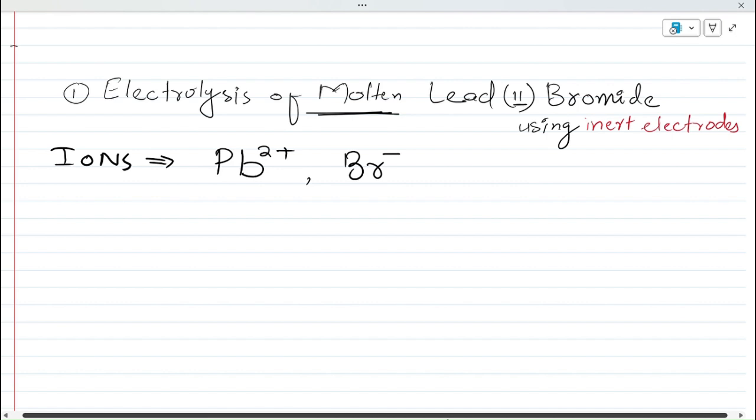What happens when the compound is in the molten form? There is one positive and one negative ion. They will be attracted towards their oppositely charged electrodes. For example, the positive ion will be attracted towards the cathode, which is the negatively charged electrode. The negative ion will be attracted towards the positive electrode, the anode.